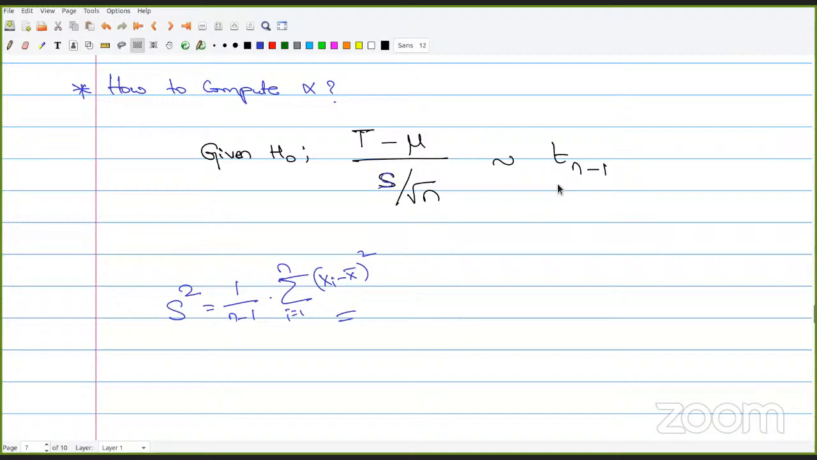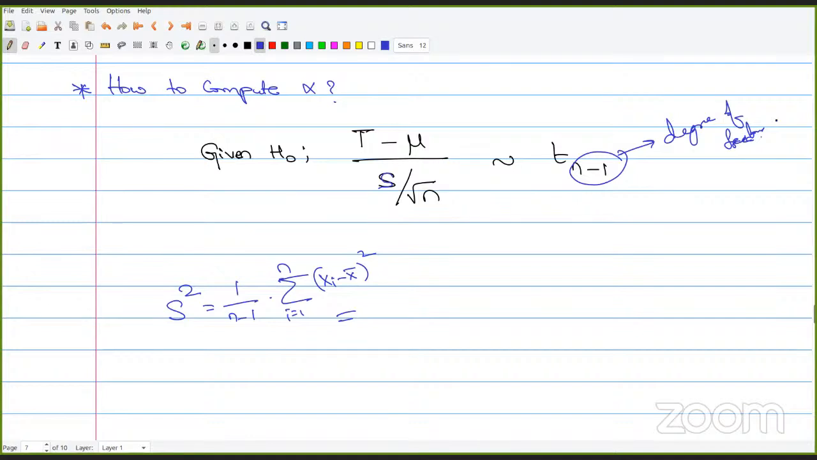And this will follow a new distribution which is different from the Z distribution, which is called the Student's t distribution. Sir, why do we call it Student's? Just named it like that. Okay. So there are again degrees of freedom: n minus 1 degrees of freedom for this t distribution.